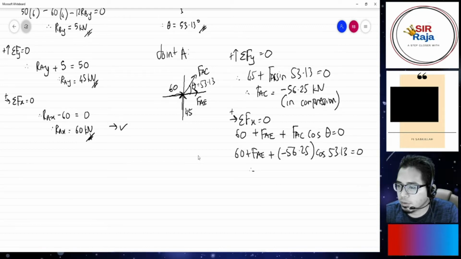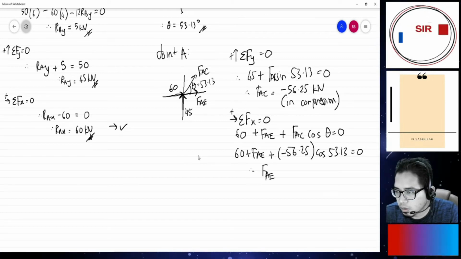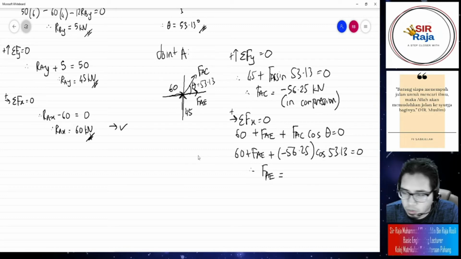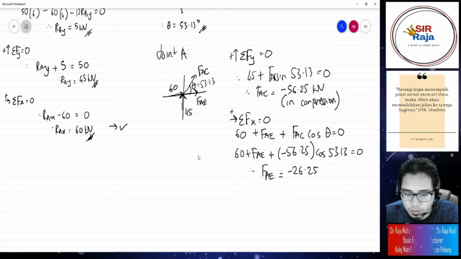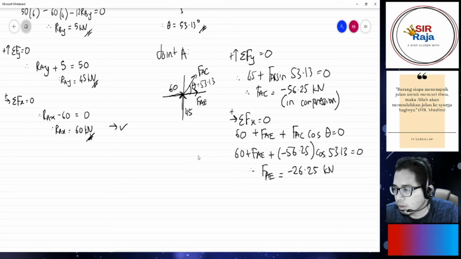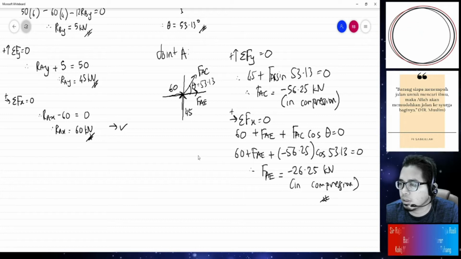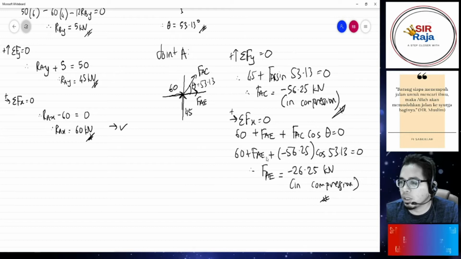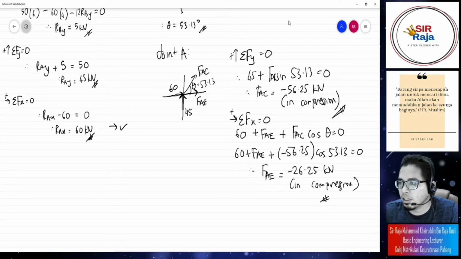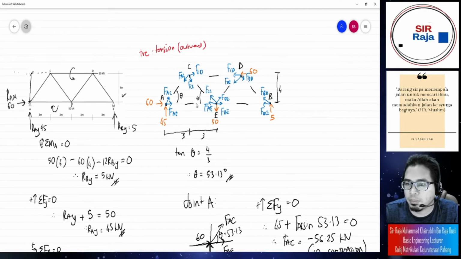Okay, then if you solve this, therefore our FAE is equal to negative 26.25 kilonewton. Therefore, it is in compression. Right, so this is your answer for FAE and FAC. Once we got this answer, FAC, FAE, don't forget to label your exploded view by giving the numbers.